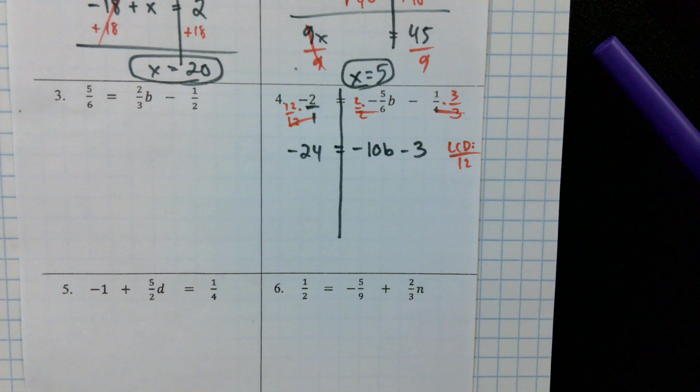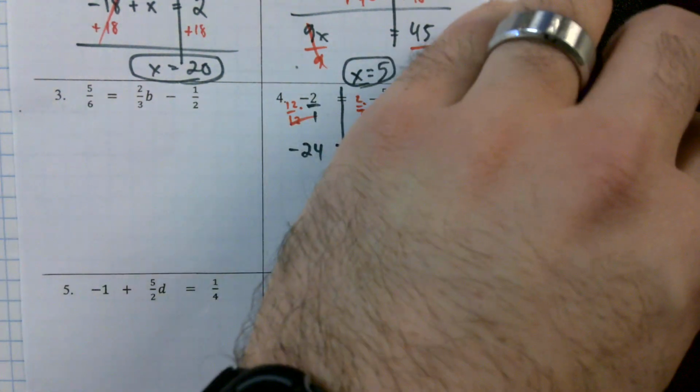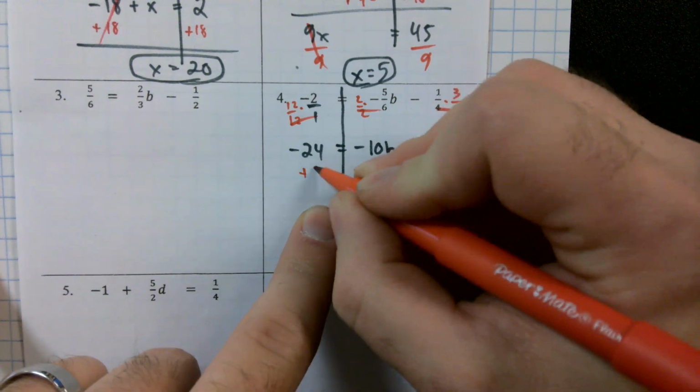Did we do that right? It looks like it. Negative 10b, minus 3. If I add 3, I get negative 21. It's a weird problem. I must have done something wrong there. Anyway, I'm going to add 3 over to both sides.